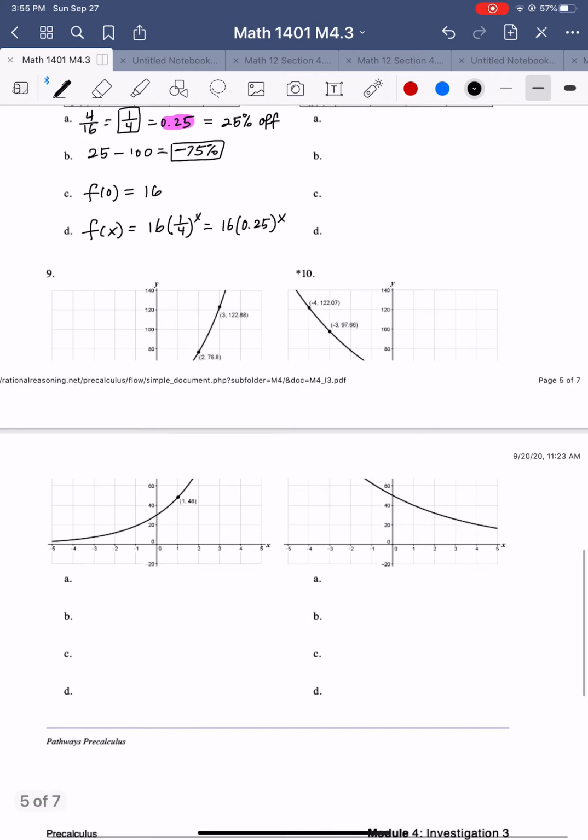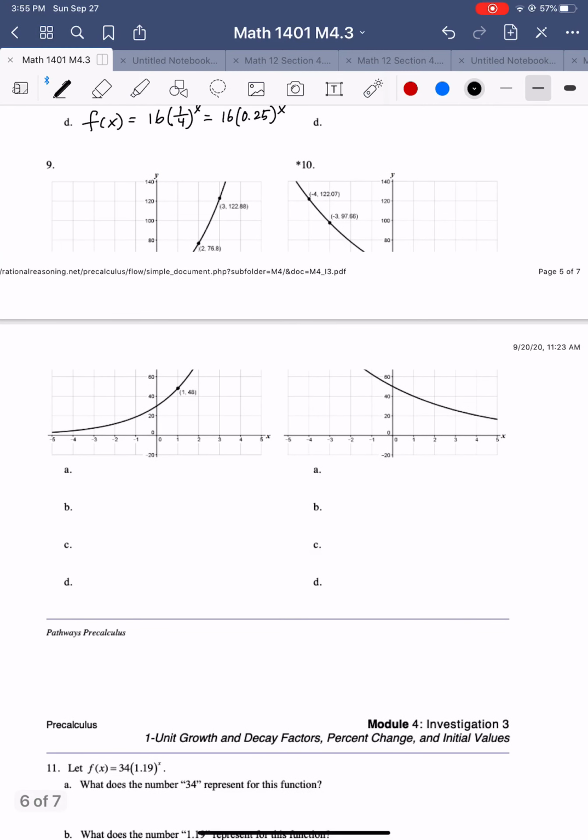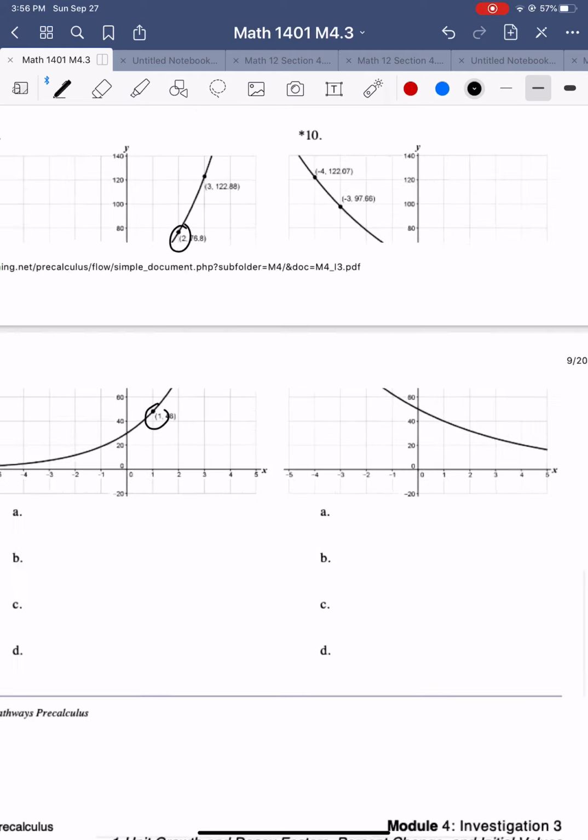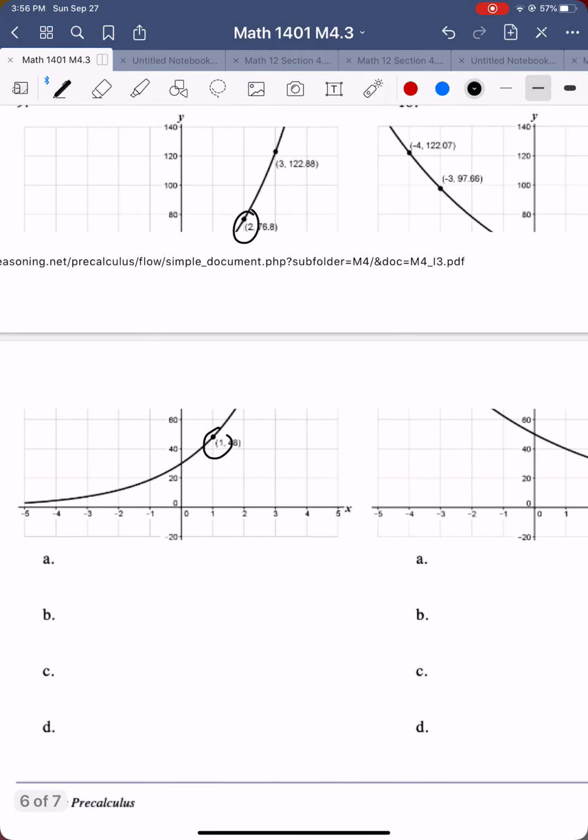Alright, for number 9, okay, the graph is kind of broken, okay? So you need to see that this is kind of continuous. So this is increasing. So there's a 1 unit growth factor we need to find. So 1 and 1, right? So you need to use 76.8 and divide by 48, which is 1.6.